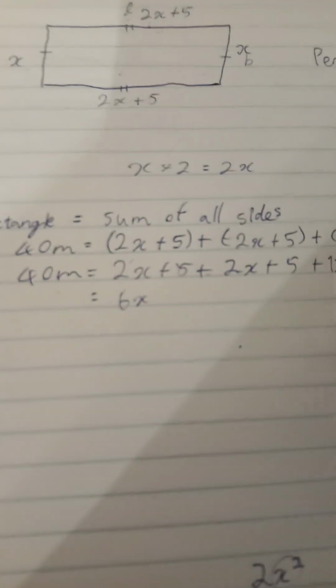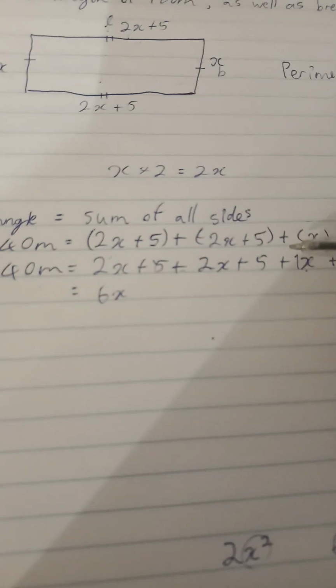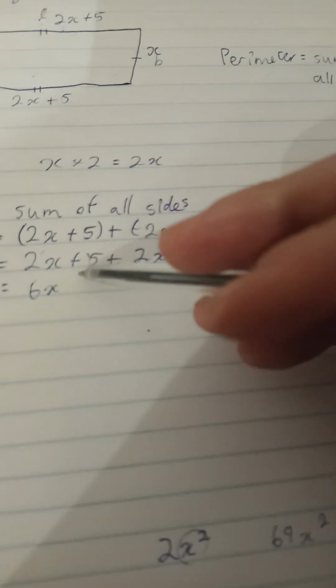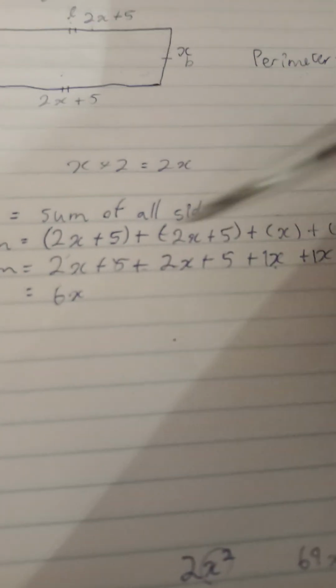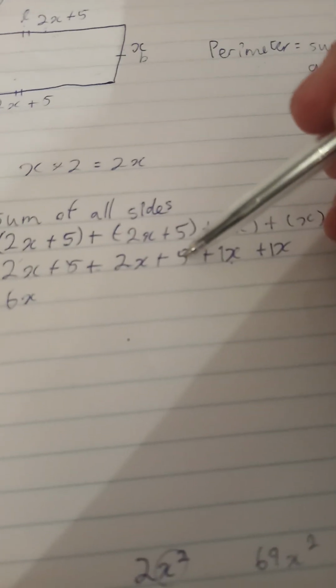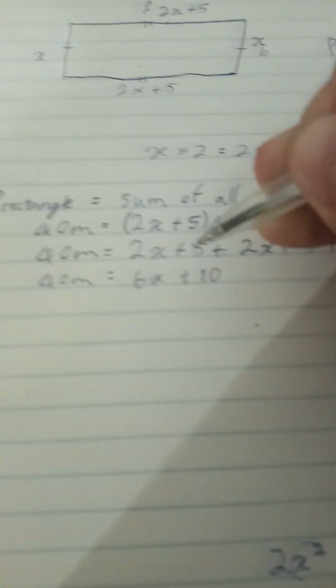You see why I said add the like terms? Because they'll still have the same variable. It's just the numbers that change. Now that we've worked with the x's already, let's work with the constants. The constants meaning it doesn't have x, or it doesn't have any variable with it. So we have 5 plus 5, which is 10, and that's all the constants in here. So that's going to be 6x plus 10 is equal to 40 meters.